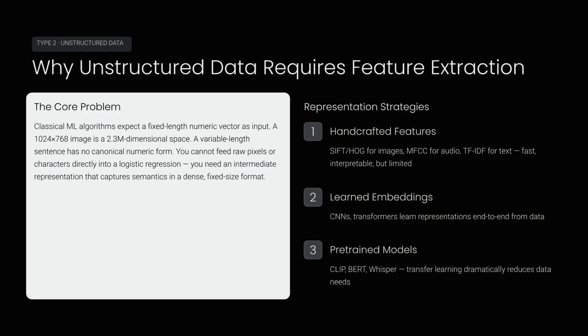Classical ML requires a fixed-length numeric vector input, which unstructured data lacks. Feature extraction is essential to create a dense, fixed-size representation. Strategies include handcrafted features, learned embeddings using models like CNNs and transformers, and leveraging pre-trained models for transfer learning.